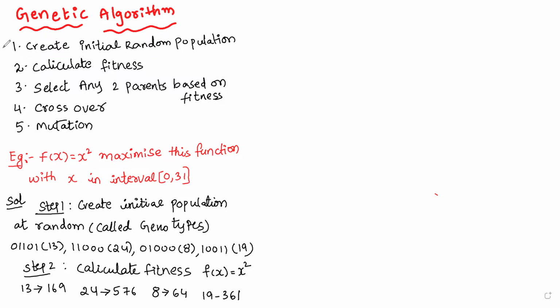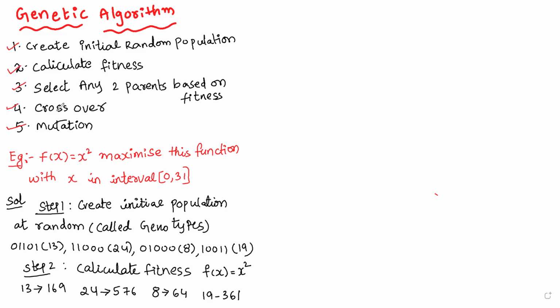The first step is to create the initial random population. The second is to calculate the fitness. The third is to select any two parents based on fitness. The fourth is crossover. And the last one is mutation. So in order to perform the genetic algorithm, we need to do these 5 steps.